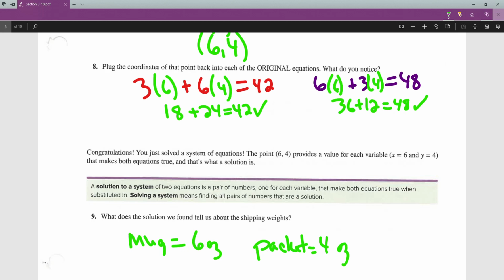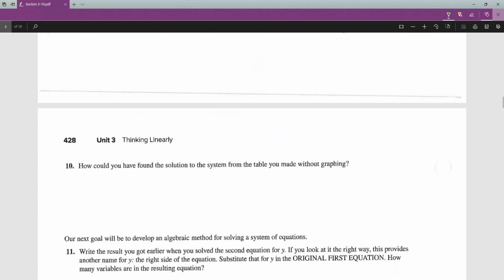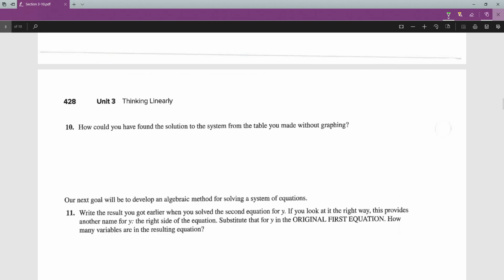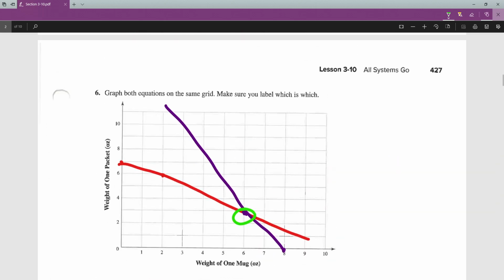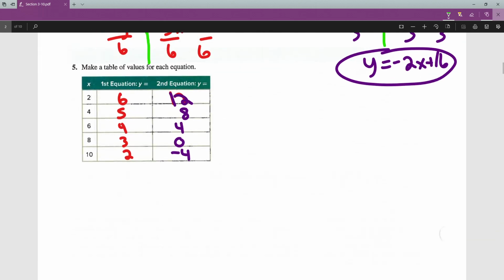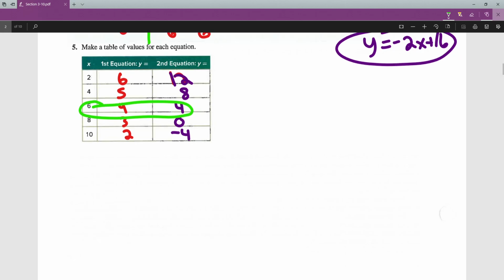Turning the page to page 428, we're going to continue with our work with systems of equations. They ask, how do you think you could have found the solution to the system from the table you made without graphing? So let's look back at our table and see what we notice. I notice from my table that when I plug 6 in to both equations, I get 4 out. So by looking at my table, I can say that the solution is clearly 6, 4. You could also do this on your calculator if you plug both equations in and look at your table.